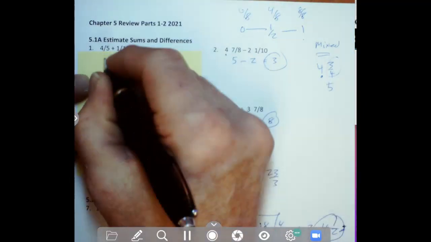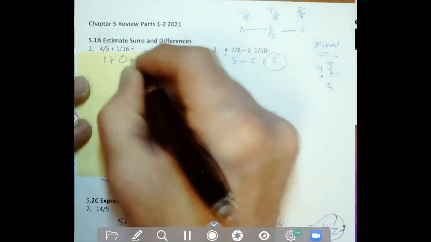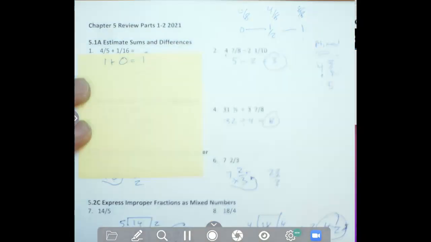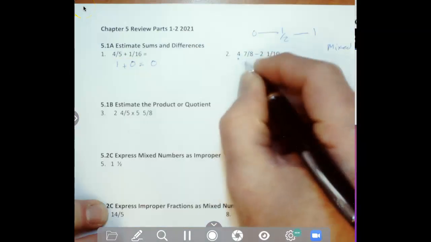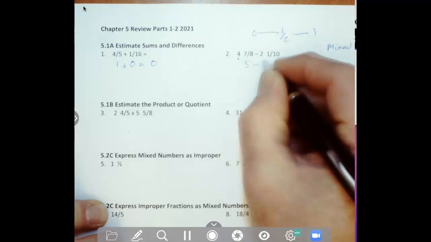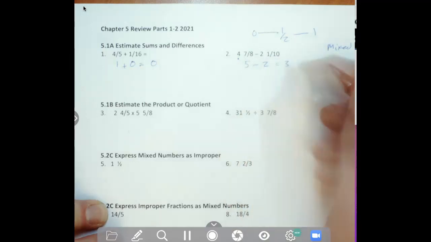Okay, first question here, 4 4/5. Well, this is closer to 0, half, or whole. It's closer to a whole. And 1/16, that's barely anything. So 1 plus 0 would equal 1. 7/8, well, that's closer to 5. So we'll just call it 5. And 2 1/10 is closer to 2. 5 minus 2 is 3.